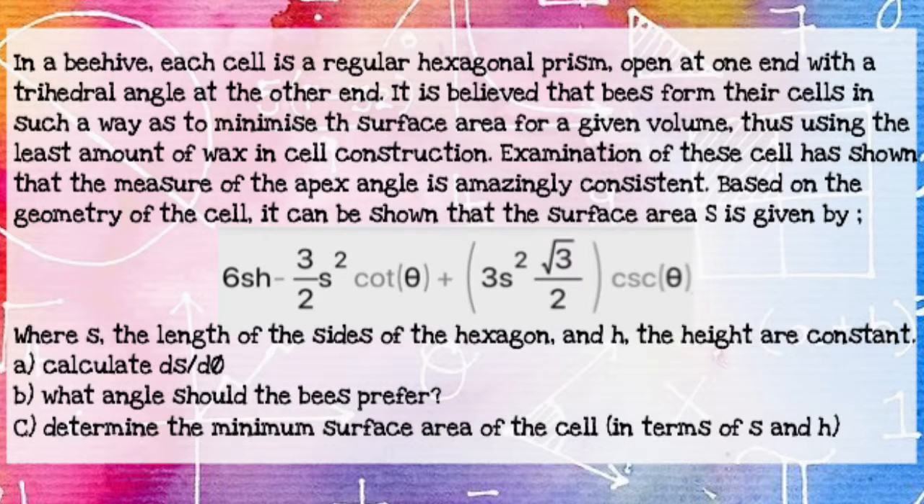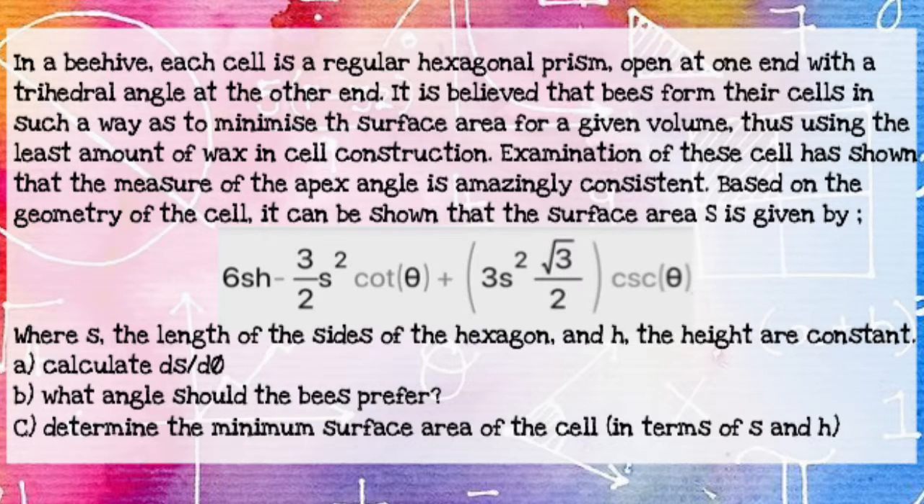So we move on to our question. In a beehive, each cell is a regular hexagonal prism open at one end with a trihedral angle at the other end. It is believed that bees form their cells in such a way as to minimize the surface area for a given volume, thus using the least amount of wax in cell construction. Examination of these cells has shown that the measure of the apex angle theta is amazingly consistent.